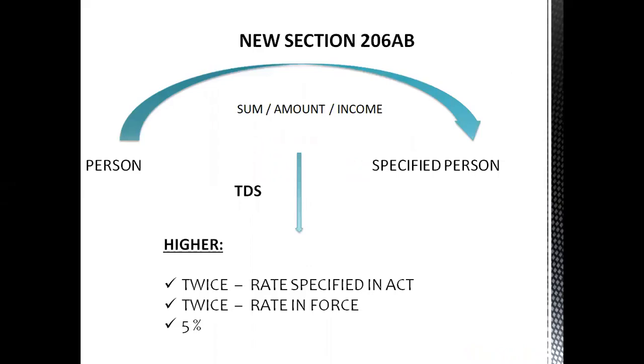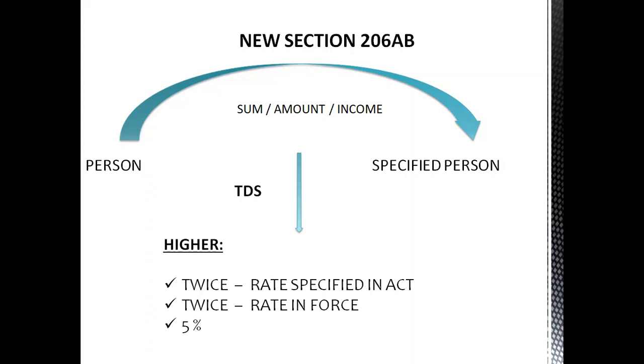Well, section 206AB says when any sum or amount or income is paid, payable, or credited by a person to a specified person, then TDS shall be made. Now, the tax rate under this section will be the higher of three rates, that is, twice the rate specified in the relevant provision of the Act, twice the rate in force, or 5%.